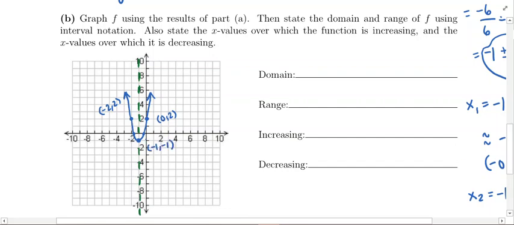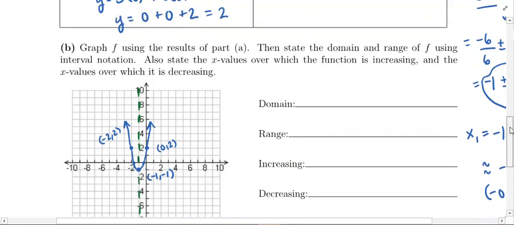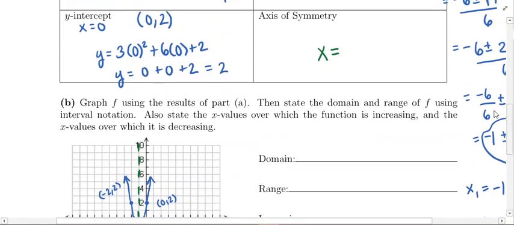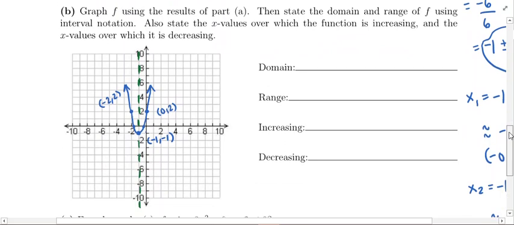All right, let's go ahead and write down the axis of symmetry. It's the green dotted line. We know it's a vertical line, so it's going to be x equals the x coordinate of the vertex. So that's going to be x equals -1. Every point on the green dotted line has an x coordinate of -1.